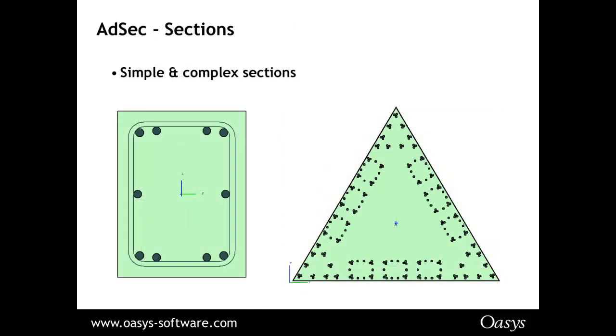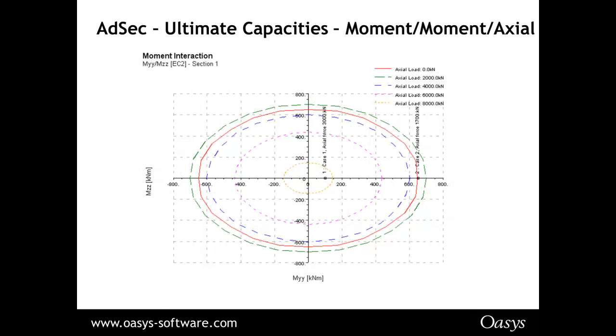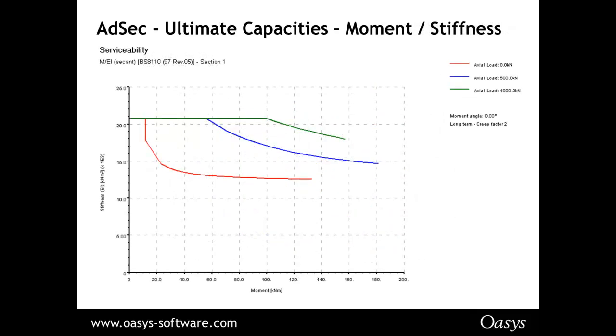It also allows you to do sections from the simplest to the most complex, including pre-stressing on the bars and so on. Outputs, these axial moment charts that we saw just now, moment charts, also moment axial stiffness charts. So you can get the EI value of the section over a range of axial loads and moments, which you can then feed into your finite element analysis such as GSA.